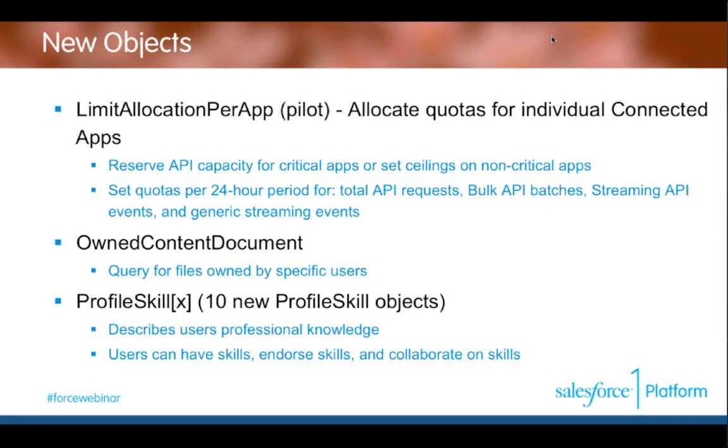Also, I know we don't really call out new objects too often, but there were a couple that I think were really worth mentioning in this current release. First off being the limit allocation per app object, which allows you to allocate different API quotas for different applications within your organization. So, reserving API capacity for those critical applications that your company is using, or set limits on those non-critical applications so they can't eat up all of your API requests for a 24-hour period.